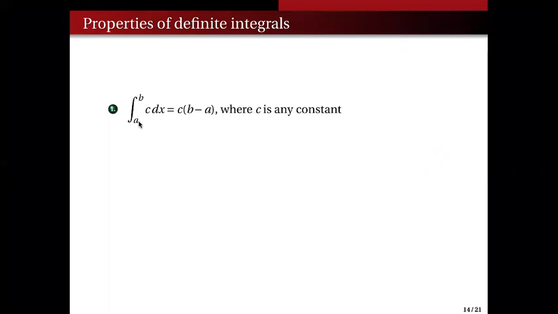Okay? So for example, the integral from negative 2 to 5 of 3 dx is just 3 times 5 minus negative 2. So this is just 21. So 3 is the constant. Your a is negative 2. Your b is 5. So b minus a, 5 minus negative 2, that's 7. So 7 times 3, that's 21. Okay?